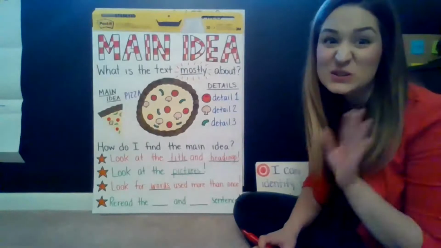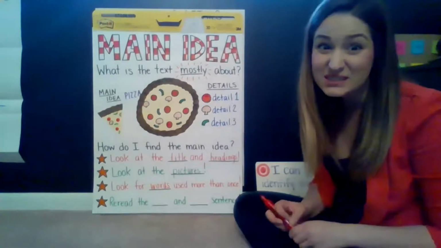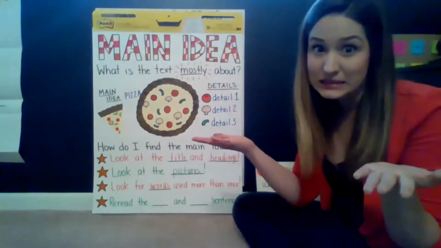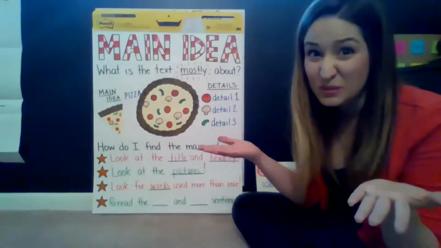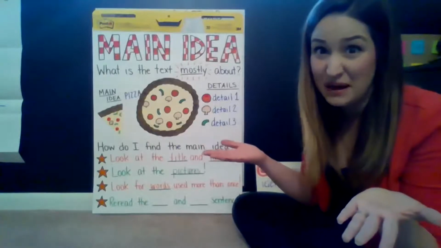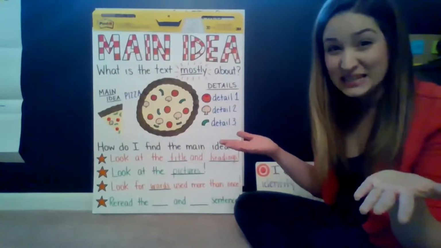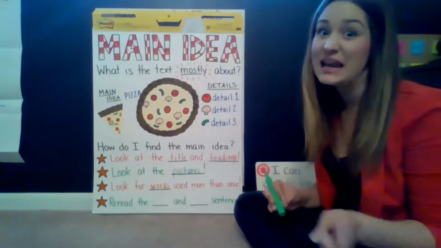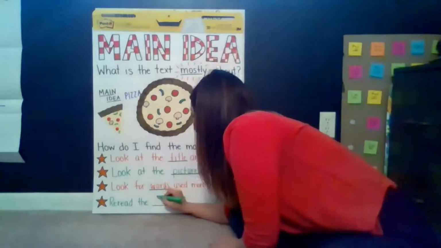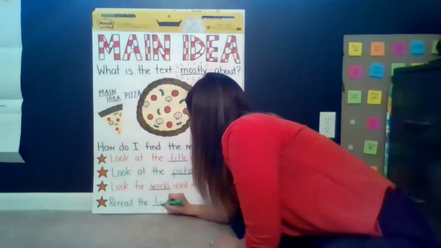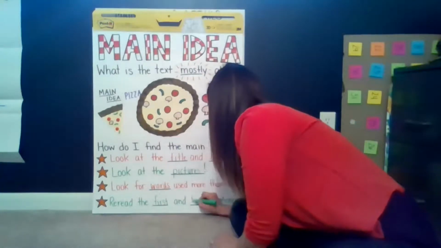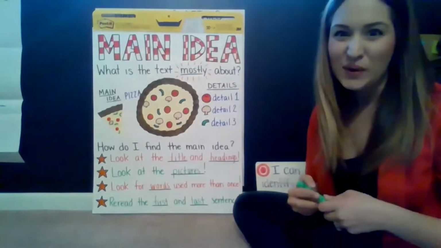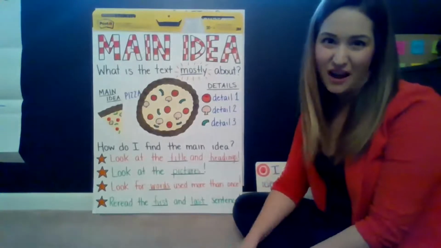And finally, there's a big hint in a lot of books. If you reread the first sentence and the last sentence, it kind of tells you what the book was about or what it's going to be about. So that's normally the main idea. So I'm going to add that in so we can kind of take a look for this. Reread the first and last sentence. Great. Okay, we have some tips. So let's give this a try all together.